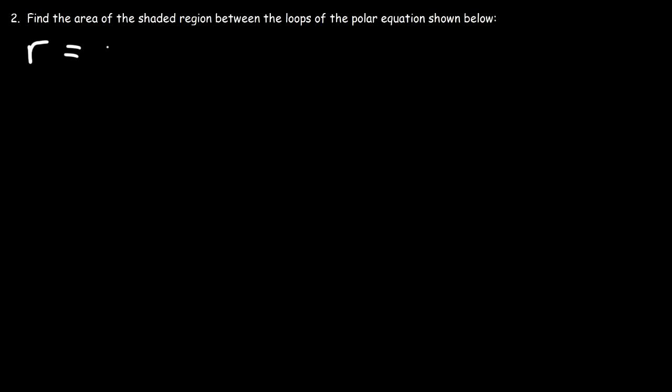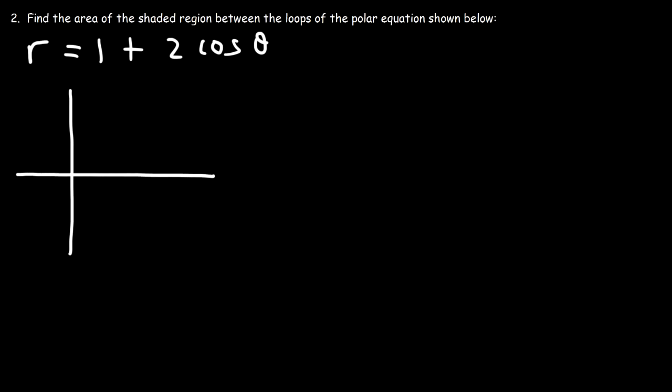Let's say that r is 1 plus 2 cosine theta. Find the area of the shaded region between the loops of the polar equation shown below. So let's begin with a graph. So how can we graph this particular polar equation? So it's going to look something like this. And it's going to have an inner loop. Again, you can check the description section of this video, and I'm going to include some links that tells you how to graph polar equations and how to use an online calculator to do so as well.